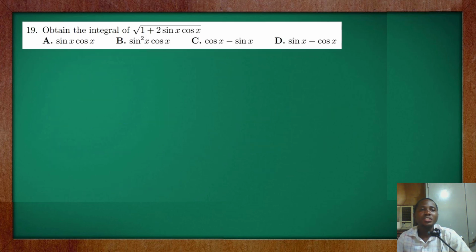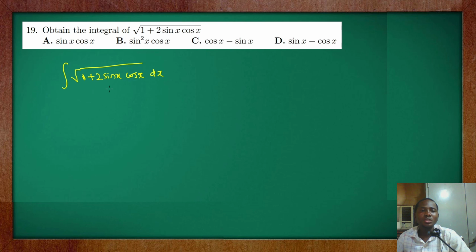In this question, we're asked to evaluate the integral of the square root of 1 plus 2 sine x cos x dx. Now, the best way to evaluate this integral is to turn what I have here into a perfect square. Because if I can turn it into a perfect square, then I can remove the square root.